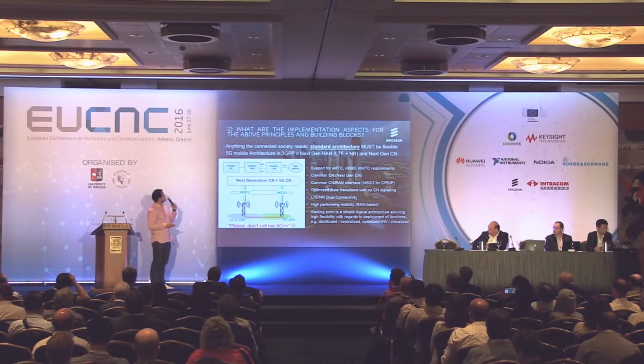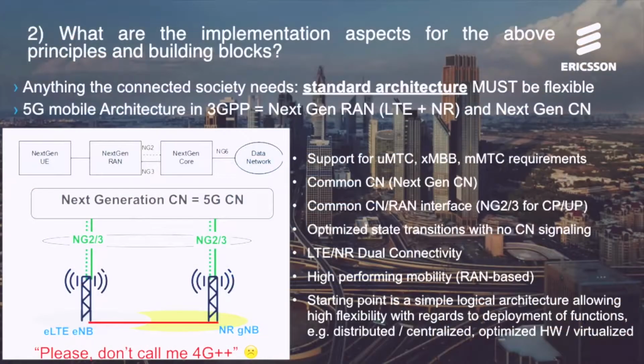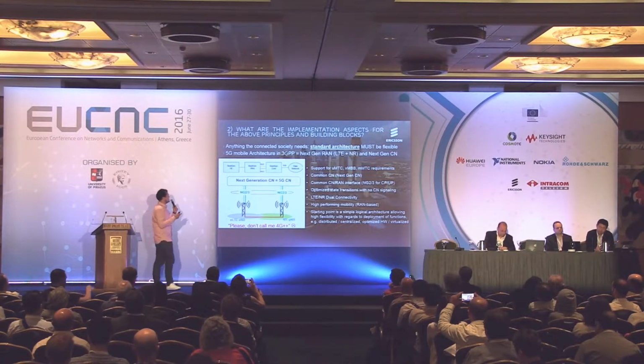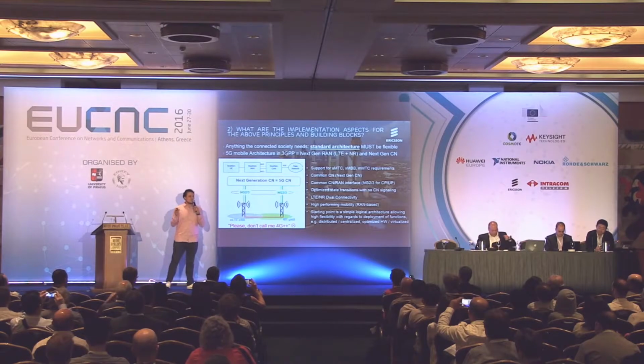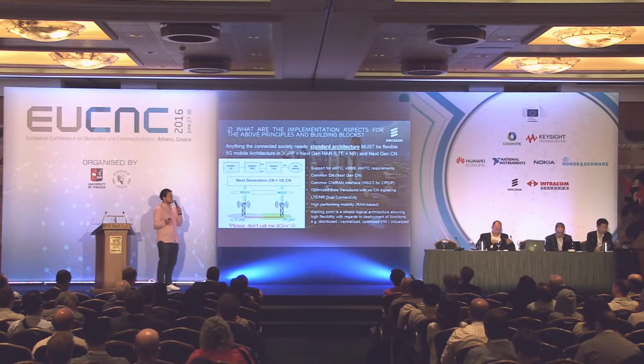So the second question was, what are the implementation aspects for the above principles and building blocks? And then I twisted the question around, because to me that's not the question I would like to answer. I would rather say that anything that the connected society needs has to be implementable, which basically means that the standard architecture must be flexible enough. But what does it mean to have a flexible enough standard architecture?